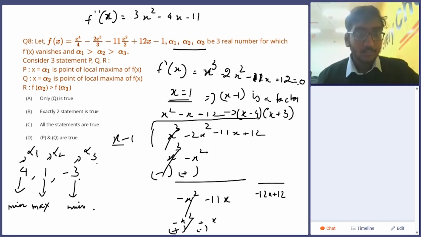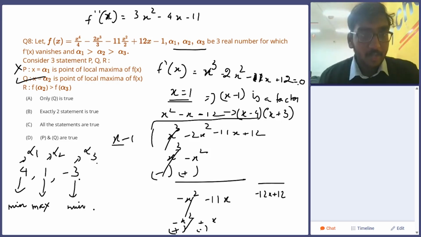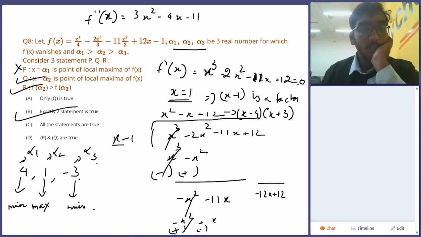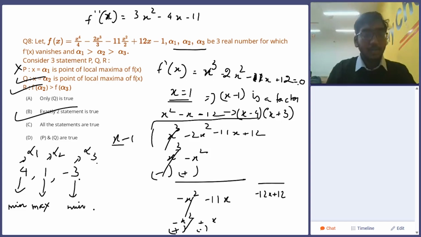So just go through these statements, right? Alpha 1, x is equal to alpha 1 is a point of local maxima. Is that correct? It's actually a point of local minima. This is wrong, okay? X is equal to alpha 2 is a point of local maxima. Yes, that is correct, okay? And P of alpha 2, is it greater than P of alpha 3? Obviously, it should be true. Why? Because alpha 2 is a point of local maxima and this is a point of local minima. So obviously, f of alpha 2 should be greater than f of alpha 3, okay? So in this, exactly two statements are true, okay?